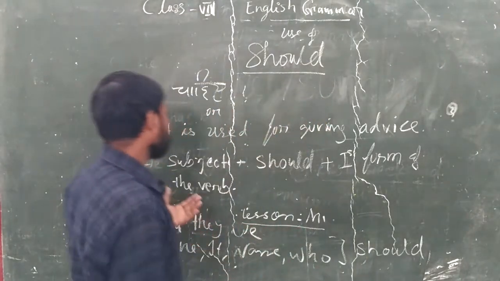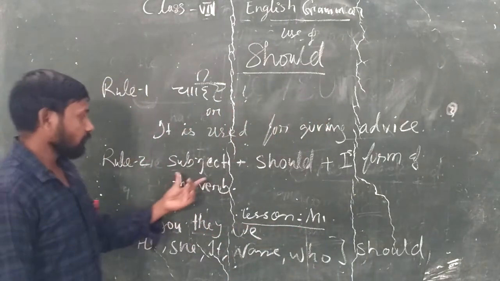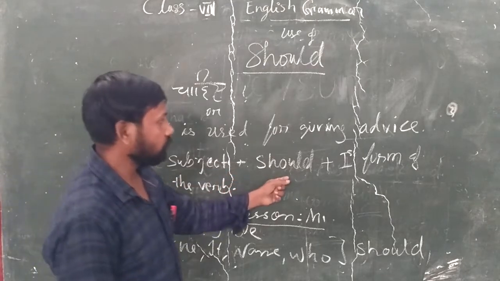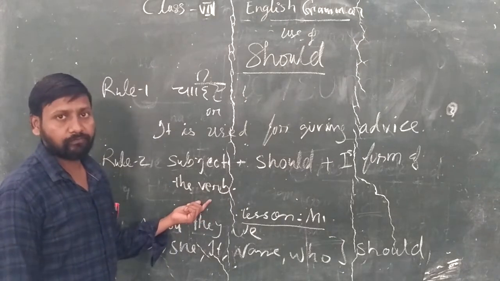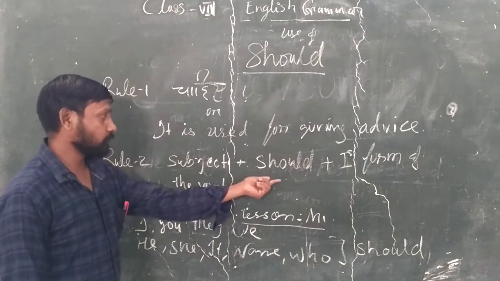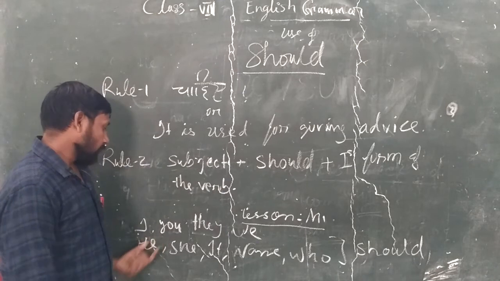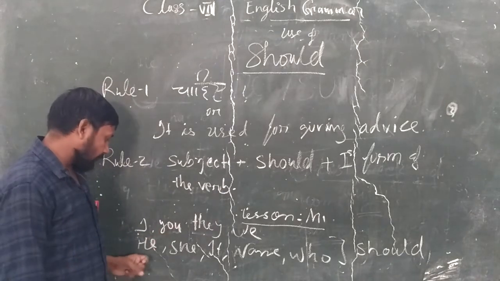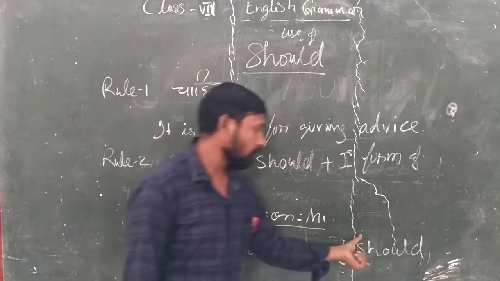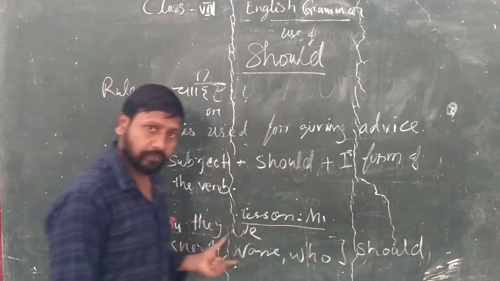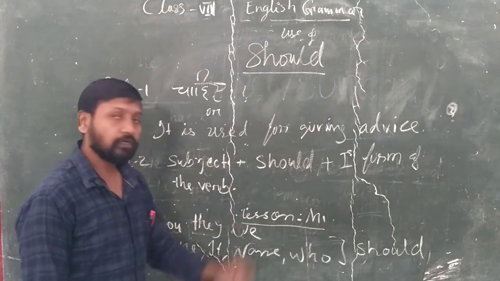Okay. So here is the rule: subject plus should plus first form of the verb. It is a simple verb, the first form of the verb. The subjects are I, you, they, we, and he, she, it, name, who. These subjects will be used with should.